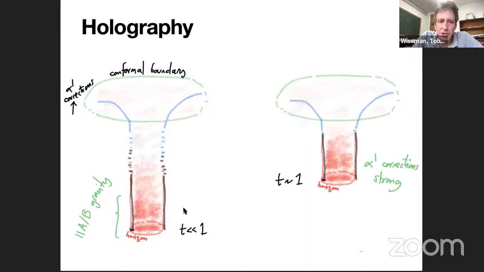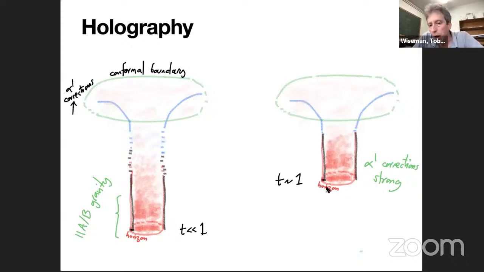So just in pictures, we have this dimensionless temperature. We've taken n to infinity. This is our dimensionless temperature. When T is small, that's the regime where this throat becomes long, and we have a good region here where we can control the solution with 2A or 2B gravity, and we can calculate predictions.